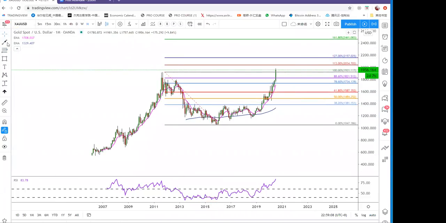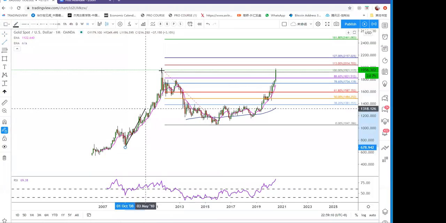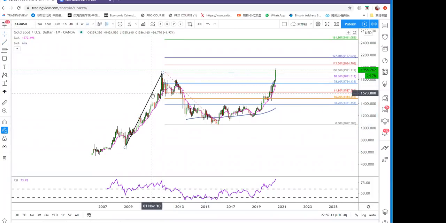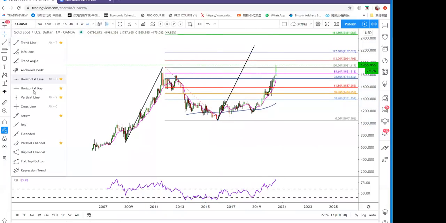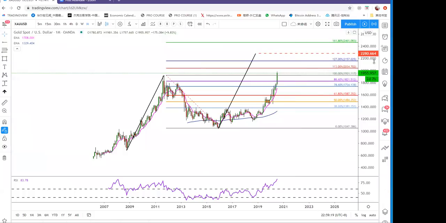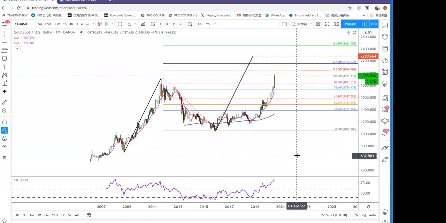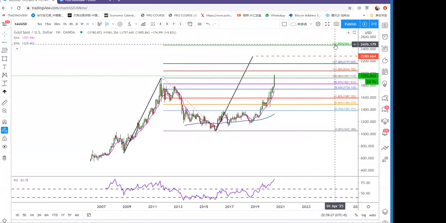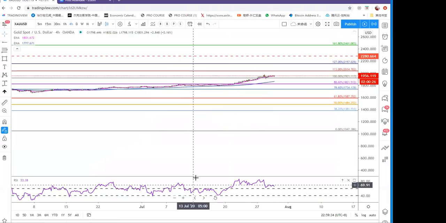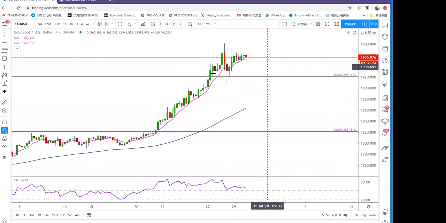Because that will be an ABCD completion point, which is here. It is very highly likely for gold to go to 2,300, and it may even go to 2,461, the 1.618 Fib extension. So follow the trend of gold. Try to buy the low every time. If there's a pullback, if there's an inside bar, go for it.